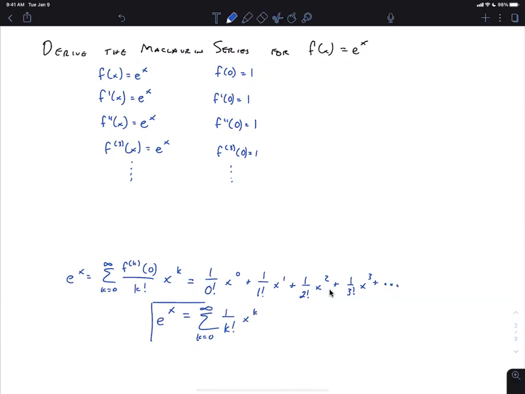It's the sum k equals 0 to infinity. The numerator is always 1, the bottom is always k factorial, and the x part is always x to the k power. So we get that Maclaurin series or Taylor series for e to the x. Any questions on that problem?